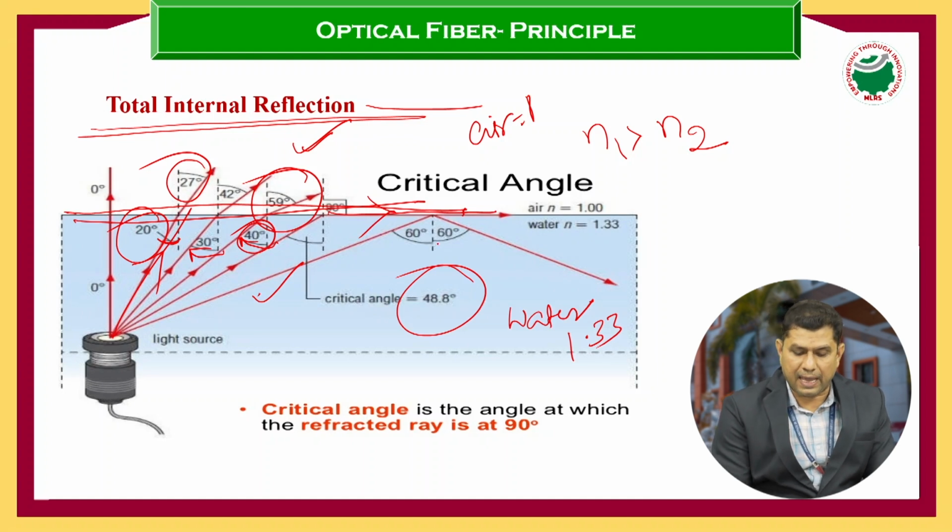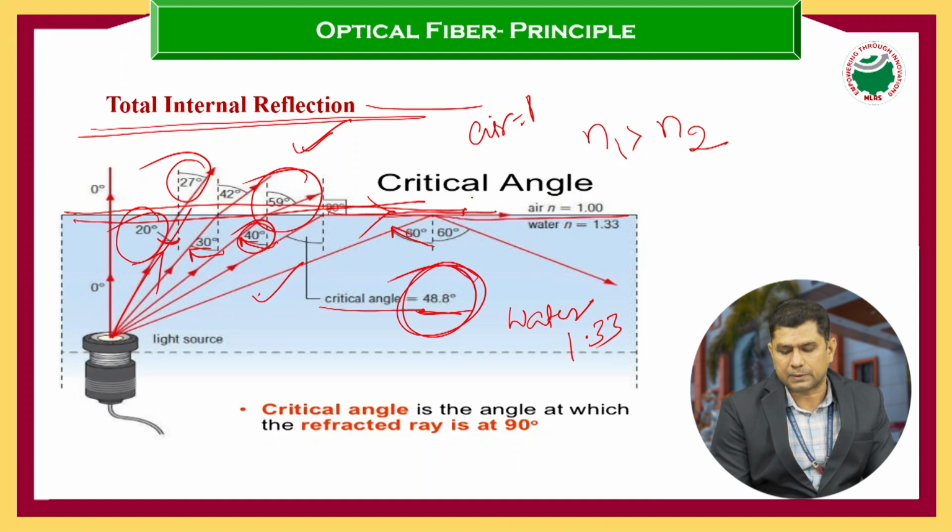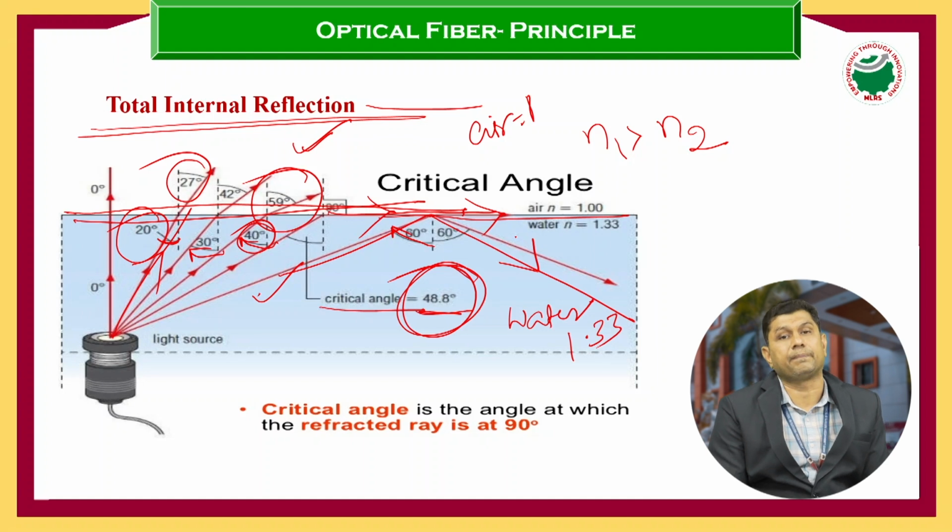If you increase the angle of incidence beyond the critical angle, here 48.8 degrees, that is called the critical angle, where the refracted ray is passing parallel to the boundary. If you increase the angle of incidence beyond this critical angle, the complete incident ray is reflected back into the same medium. This is called total internal reflection.